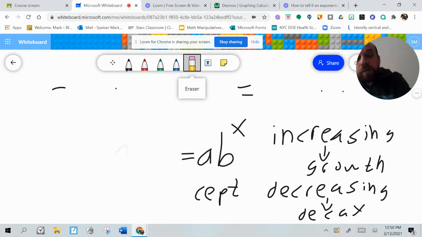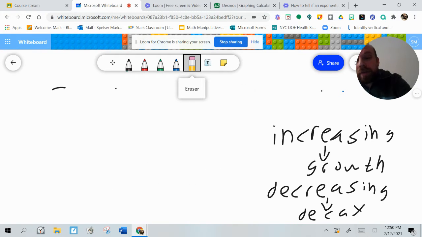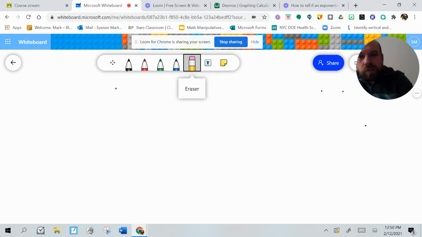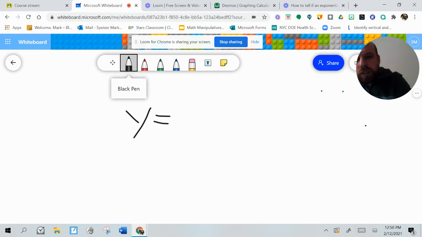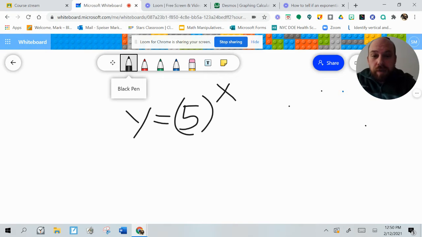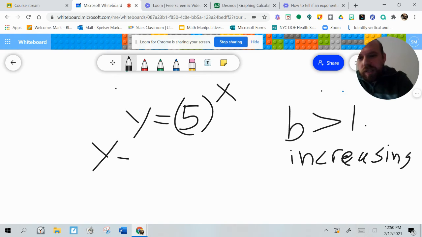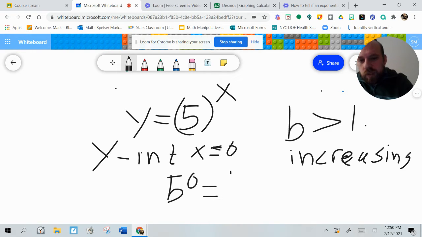So let's pick a random function without a. Let's say we had y equals 5 raised to the x power. So b is greater than 1, it's increasing. Let's say someone asked you what the y-intercept was. Well, the y-intercept is always when x equals 0. Well, 5 to the 0 power is 1. So the general y-intercept is (0, 1).